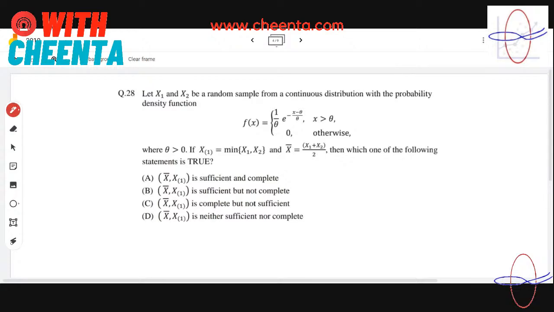So it asks you how to find out the sufficient and complete statistic, right? So do you know the algorithm to find sufficient statistics? What is the algorithm? The way is the Neyman factorization theorem. The Neyman factorization theorem is a way to find the sufficient statistic for theta.